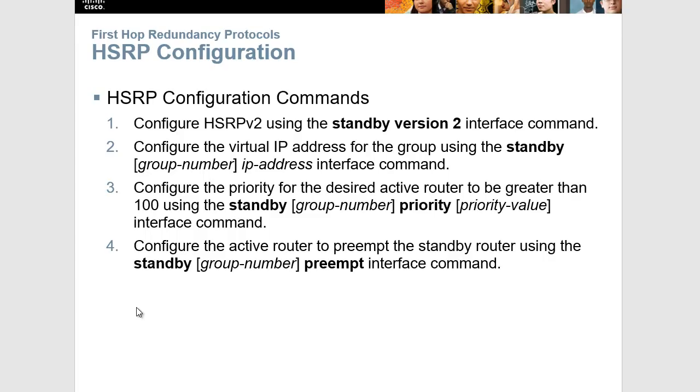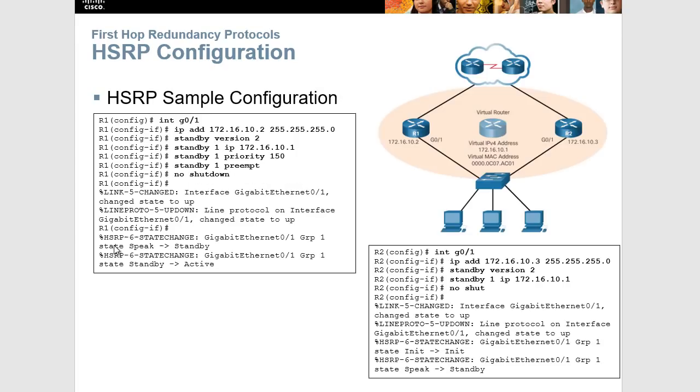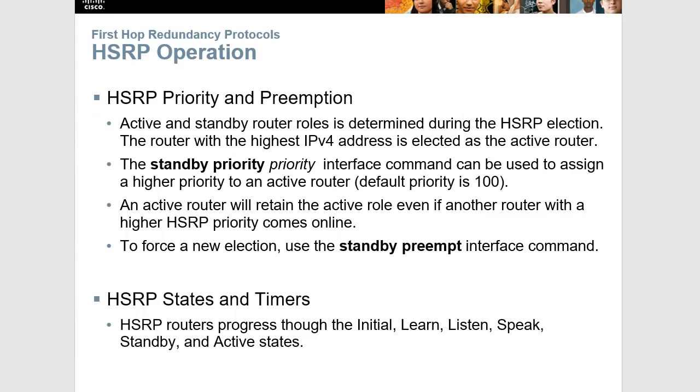The preempt command is used if there's already been an active router determined, but maybe you configured this router with a higher priority and you want to make sure it's the active router. You can use that preempt command to force a new election.